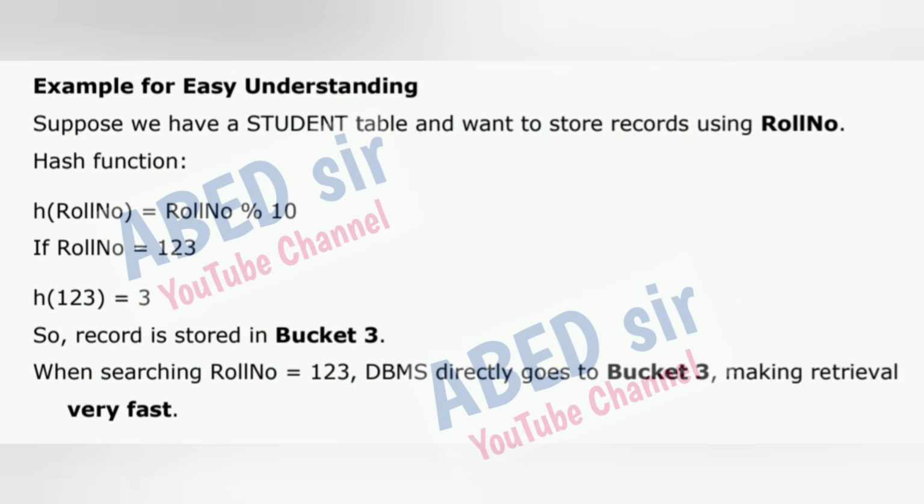Example for easy understanding. Suppose we have a student table and want to store records using roll no. Hash function. H(roll no) is equal to roll no % 10. If roll no is equal to 123, H(123) is equal to 3. So, record is stored in bucket 3. When searching roll no is equal to 123, DBMS directly goes to bucket 3, making retrieval very fast.